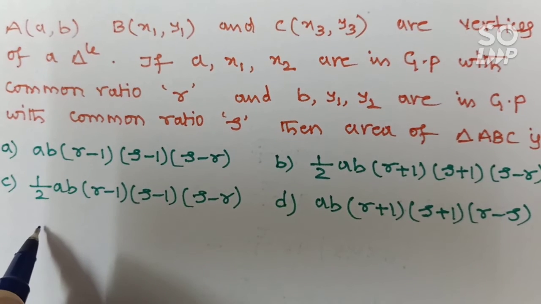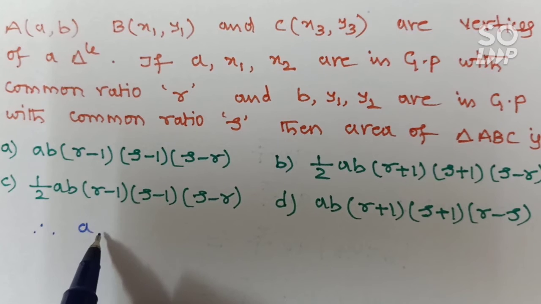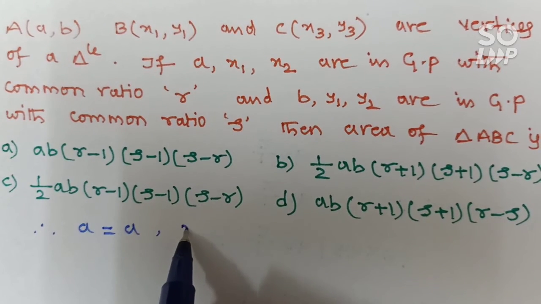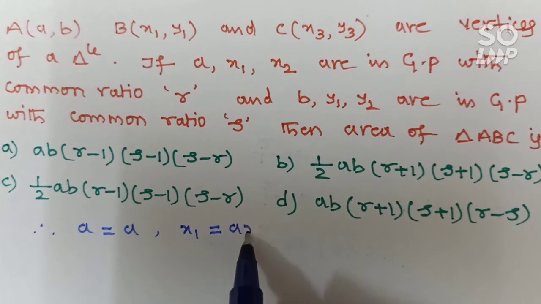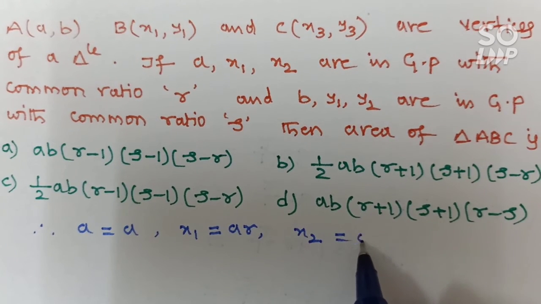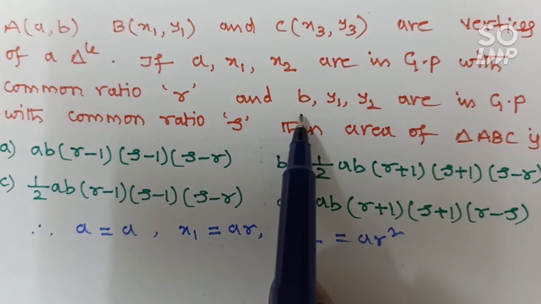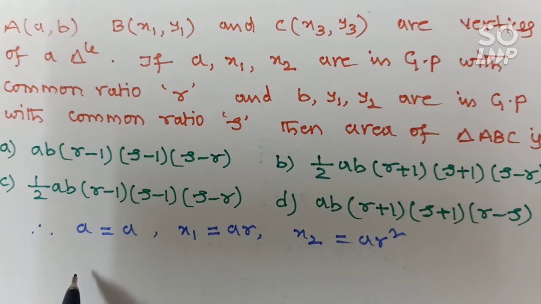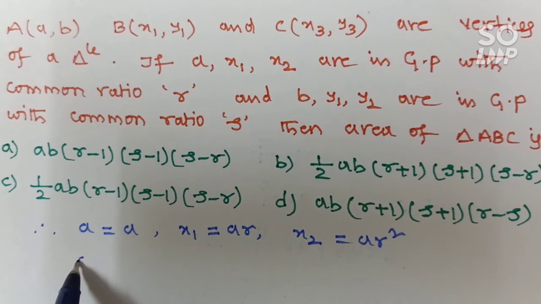So that means you can write a is the first term, x1 is the first term into the common ratio r, a into r, and x2 is equal to a into r square. Similarly, b, y1, y2 are in GP with the common ratio. So the first term is b.